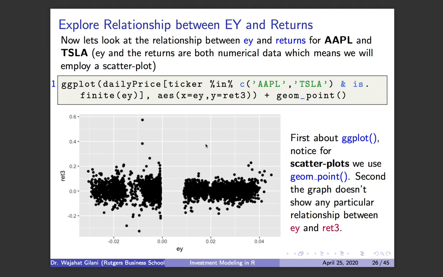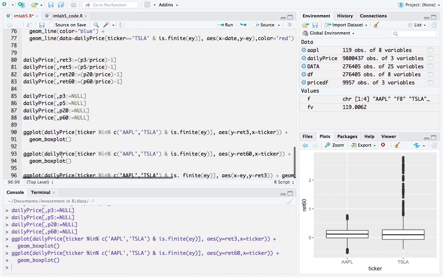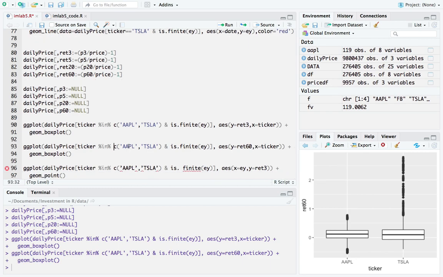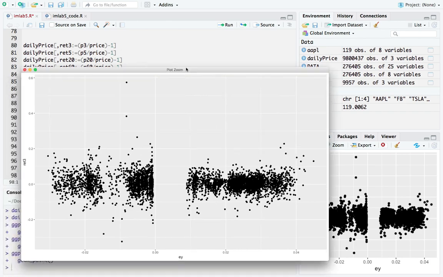All right, now let's see if there's any kind of relationship between earnings yield and returns. Does some sort of earnings yield value give me some sort of relationship to returns, or in this case, linear relationship, because that's what a scatterplot measures. Go ahead and fix this up. All right. Boom. We get an ugly scatterplot.